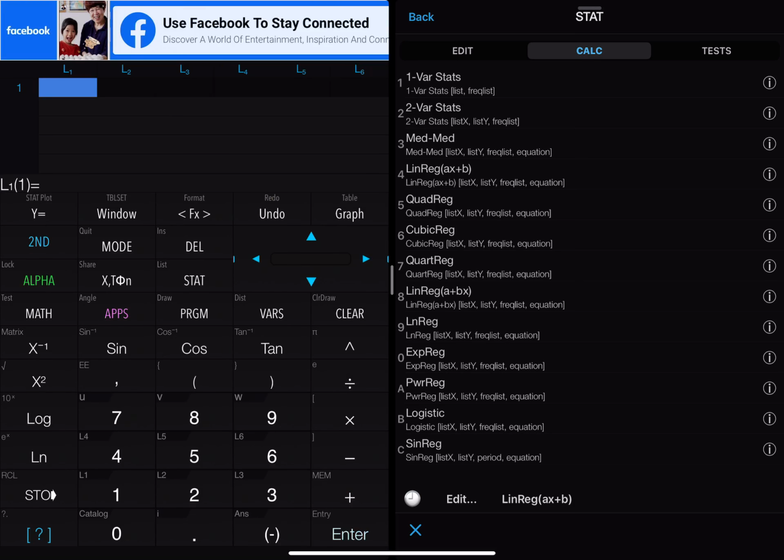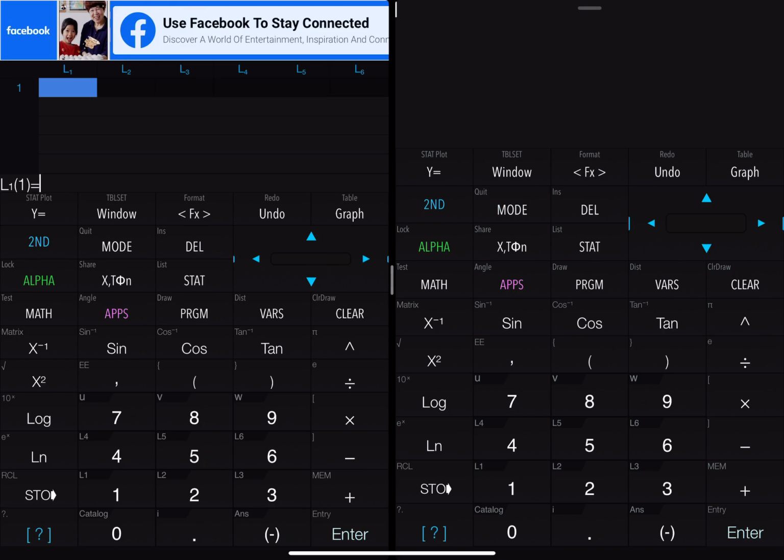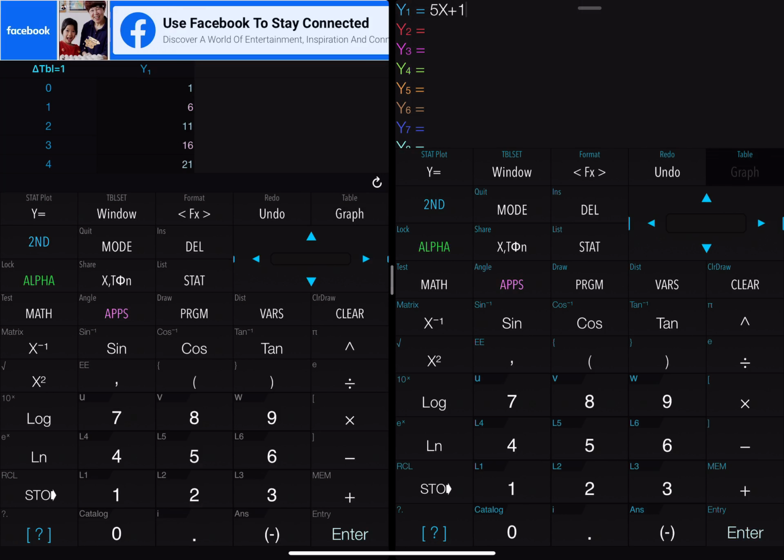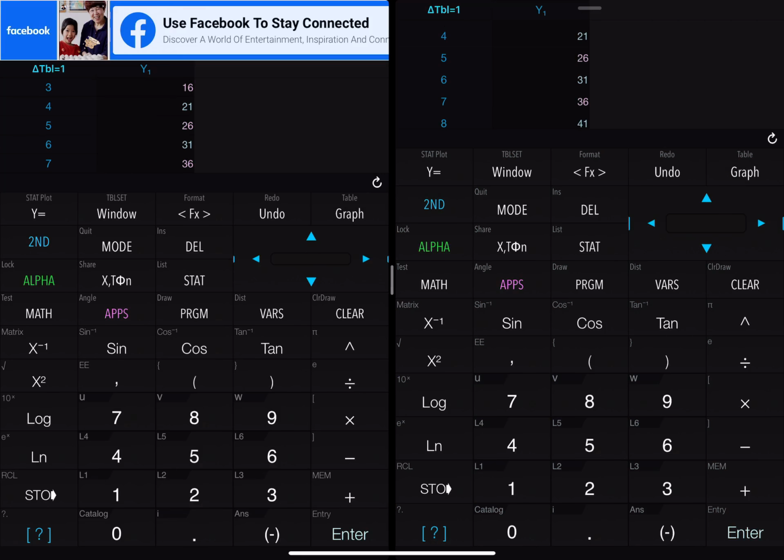Another thing that we're going to be using the calculator for, let me quit out of everything and go back to Y equals. If we were to put an equation into the calculator, let's just say 5x plus 1, and we want to check the table using second graph, you can check the table on the free version as well as the pro. The free version is very good. You can still do everything that we have to do in Google Classroom with just the free version.